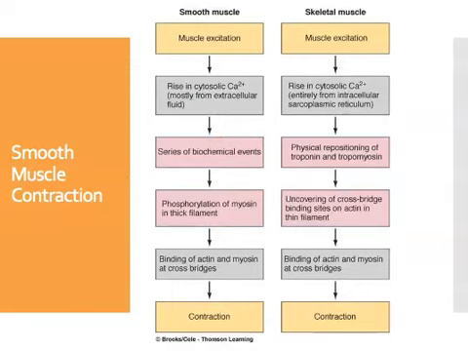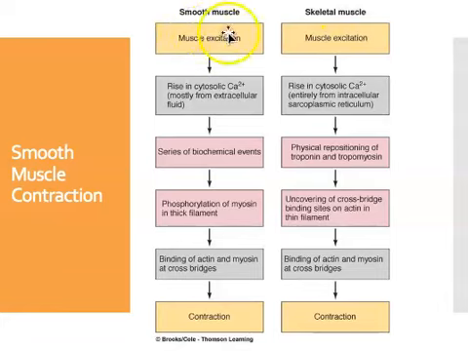On this slide, we're looking at flowcharts. We're looking at two of them, smooth muscle on the left, skeletal muscle on the right. I like this diagram because it puts side by side the process of contraction in these two types of muscle.